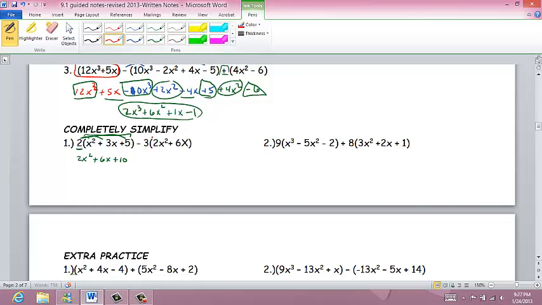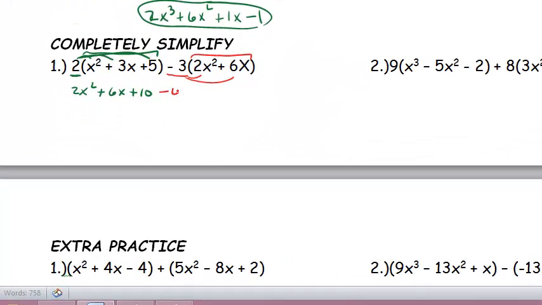Now, when I look at the second set of parentheses, what is to the left or linked by multiplication to this set of parentheses? Well, that's that -3 there. And I have to read that as -3, which means I'm going to distribute that -3 to each term in that polynomial. So -3 times 2x squared would be -6x squared. -3 times 6x is -18x.